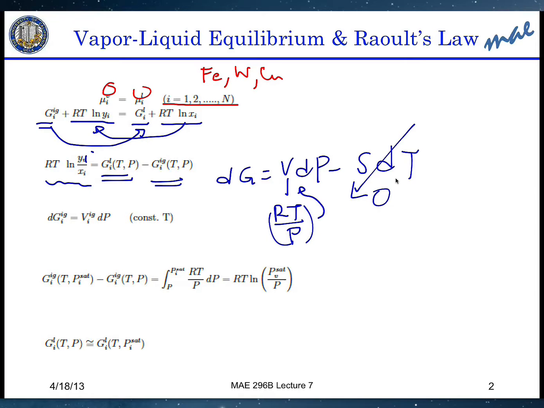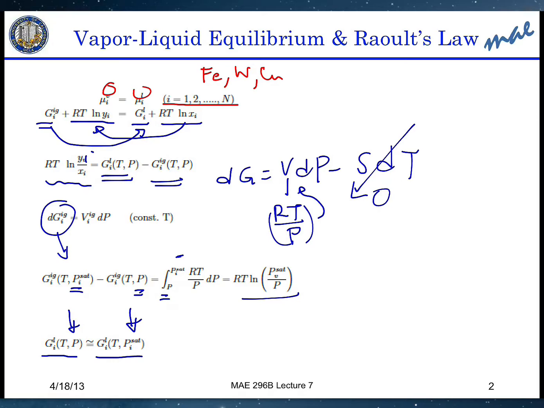So if I introduce that in here, I will get an equation by integrating the left-hand side between two limits, the P and the Pi sat, and the right-hand side between the two limits, P and Pi sat. I get the ratio of the natural logs. And I'm going to make another approximation now for the liquid phase, and this approximation is that its Gibbs free energy is independent of the pressure. So if you evaluate it at Pi sat or at P, you get the same result.